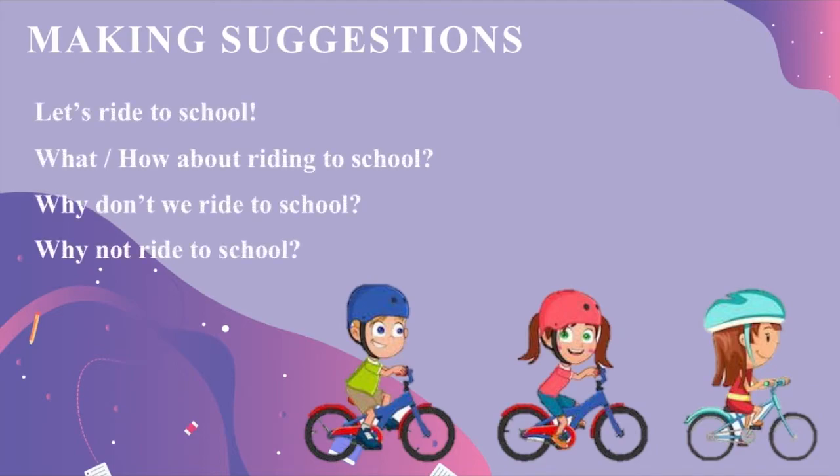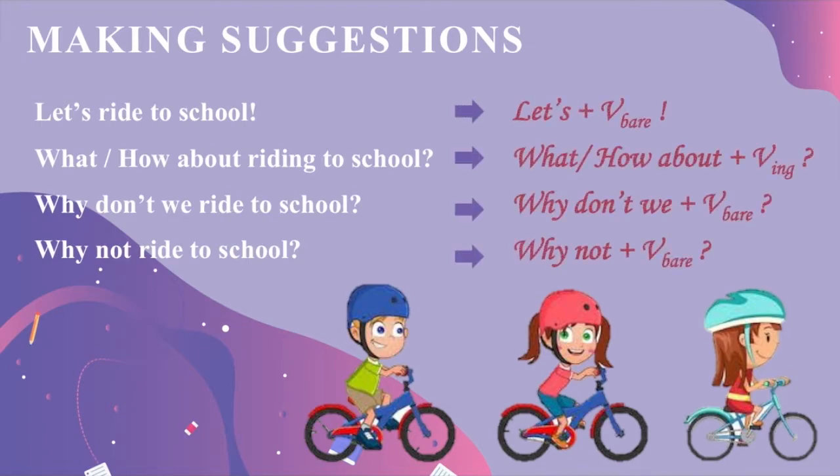Well, you can say, let's ride to school, or what about or how about riding to school, or why don't we ride to school, or why not ride to school, right? You can see that we have four common structures that can be used to make suggestions. The first one, we can use let's plus verb bare, or you can use what about or how about plus verb in, or you can use why don't we plus verb bare. And the last one, we can use why not plus verb bare.